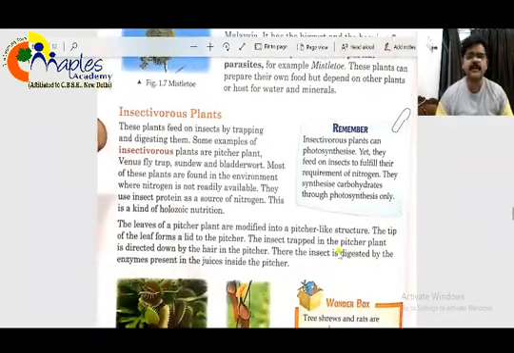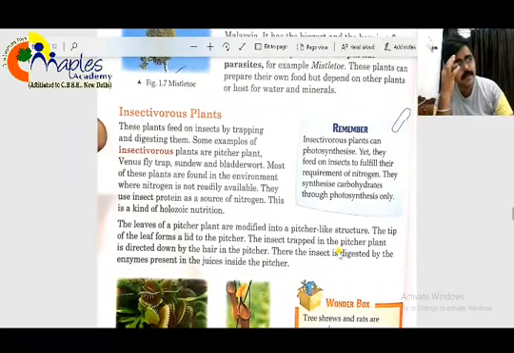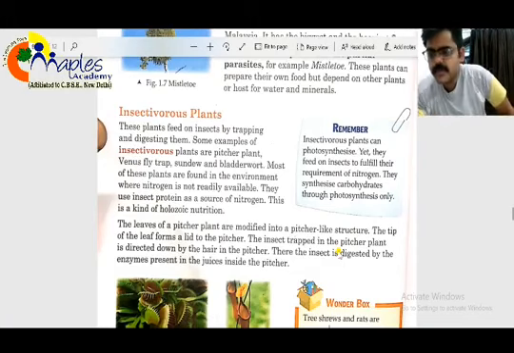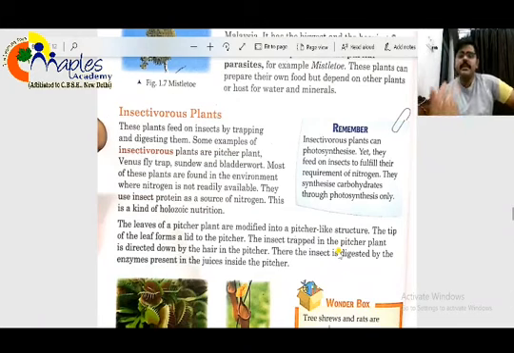So insectivorous plants, the first thing you have to remember is where they are found. They must be found in some specific place, right? There are different types of chemicals present in the soil which are required by the plants. So basically they grow in a region where your soil has a deficiency of nitrogen. So if a soil is deficient in nitrogen, there exactly these plants will be found.